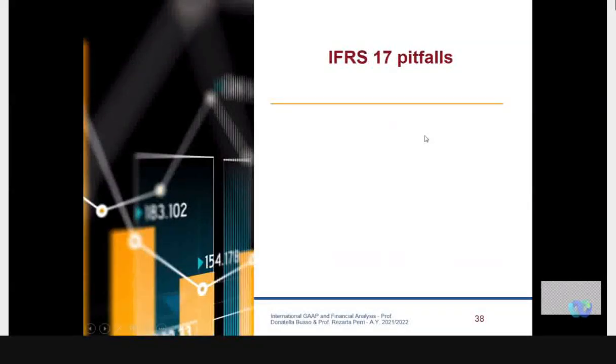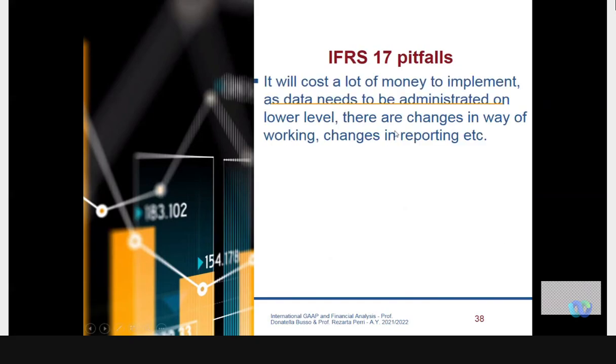There are also some pitfalls or disadvantages of IFRS 17. Of course, nothing is all rosy and all good. There are always problems with everything. It will cost a lot of money to implement. Actually, the data needs to be administered on a lower level, on very identified and specific contracts. That means that the insurance companies need to update their information systems to keep more detailed information about each contract. And this is a lot of money for these companies. And this is why they have lobbied to postpone the implementation of this standard.